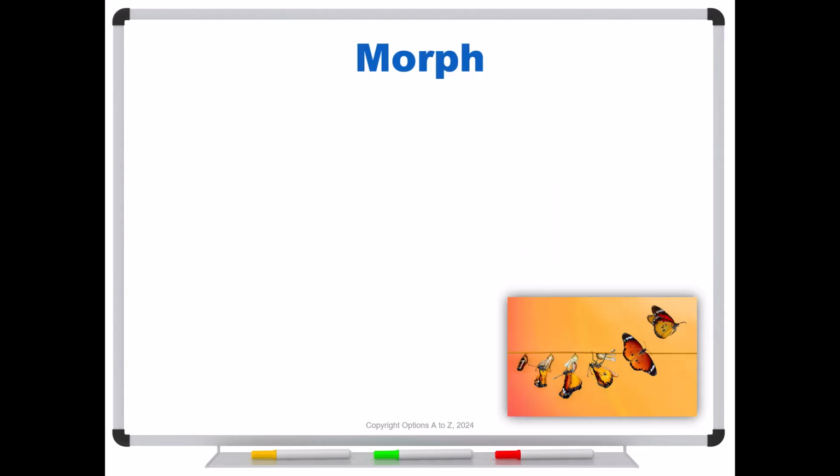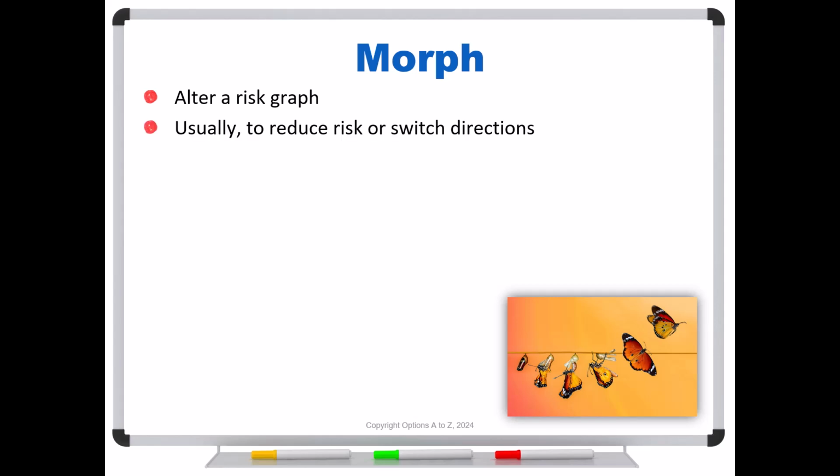Okay, so let's start off with a quick background, again, the definition of the morph. What a morph is, just think of it as the alteration of a risk graph. We're going to alter it in some way. Usually, not always, but usually it's to reduce the risk or to switch directions, let's say from bullish to bearish or bearish to bullish. Could we do it to increase the risk? Absolutely. But most of the time the morphs are done to either reduce risk or to switch directions. Those are really common uses.